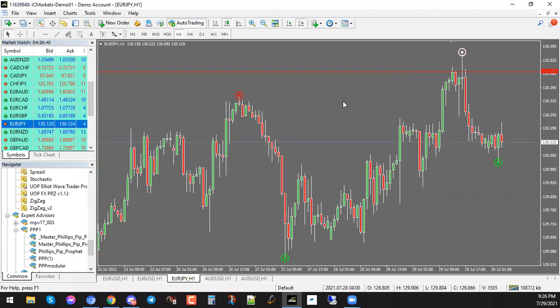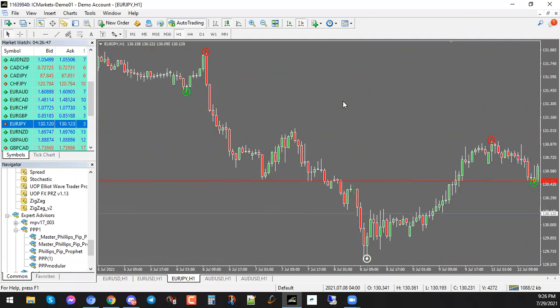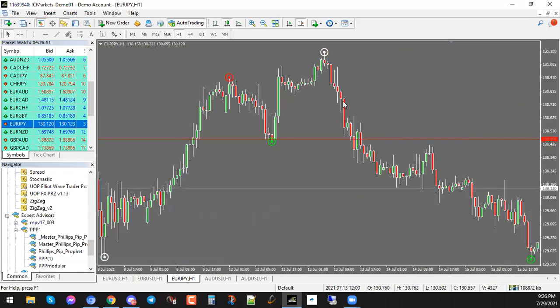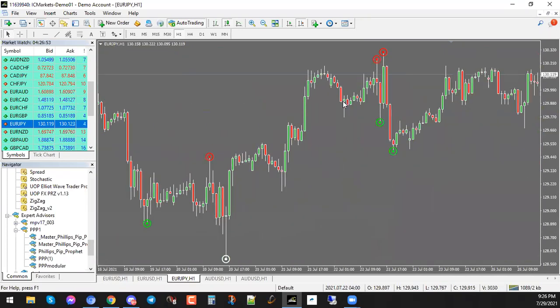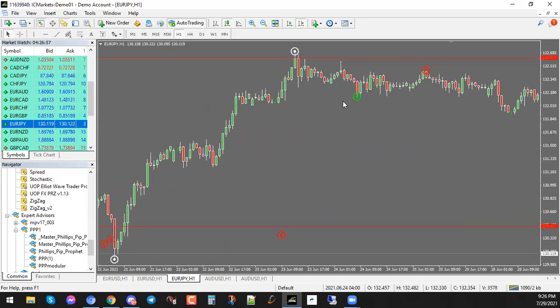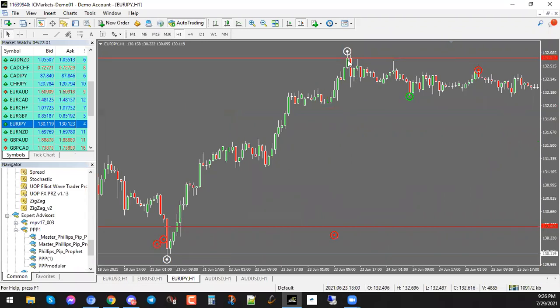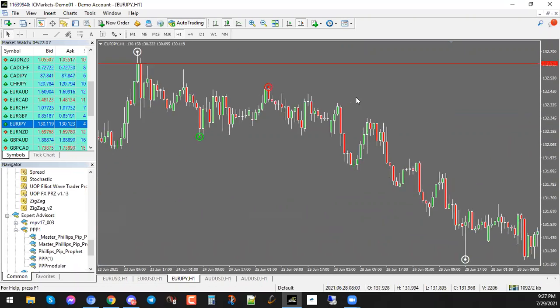Okay, let me just see. I went back, where was I? Okay, I think I got lost a little bit. Okay, it was right here. I think this is the area where we were looking at, and this is a valuable area of resistance.